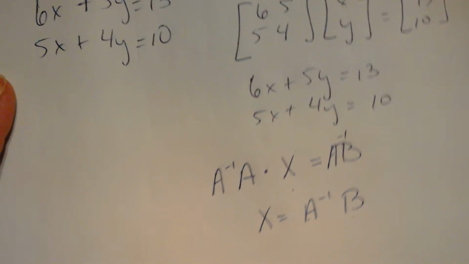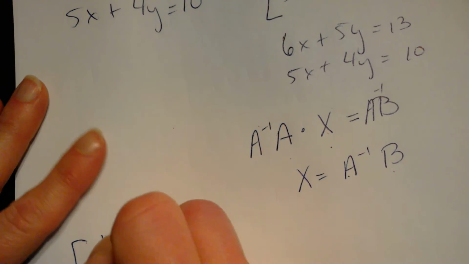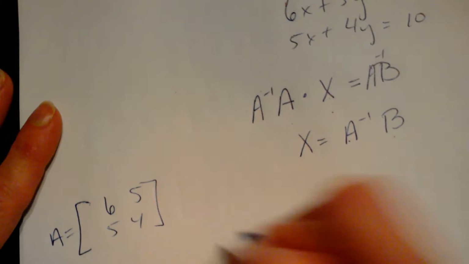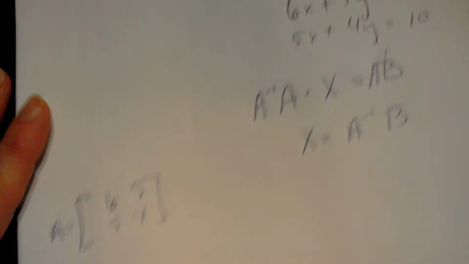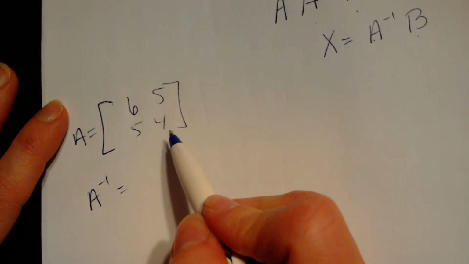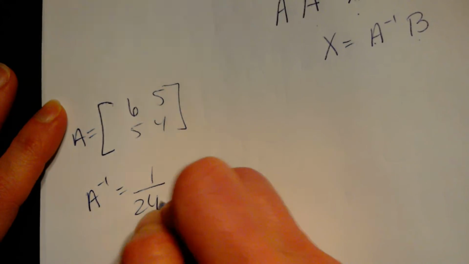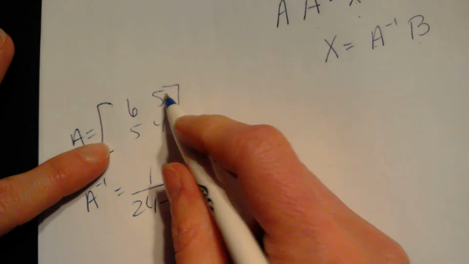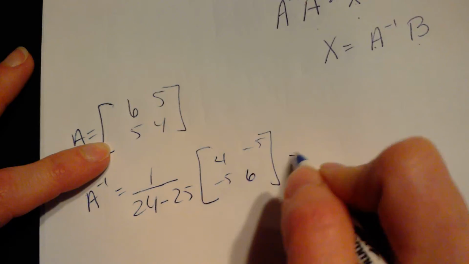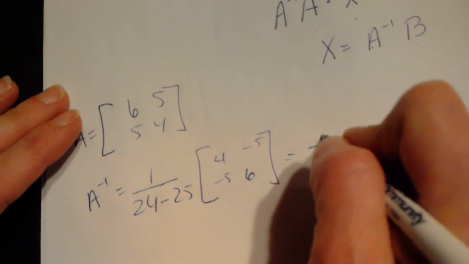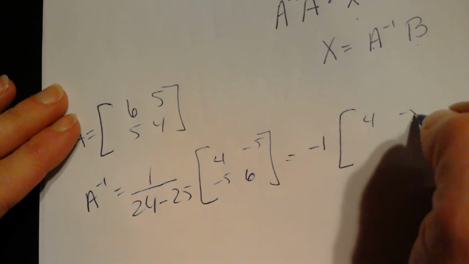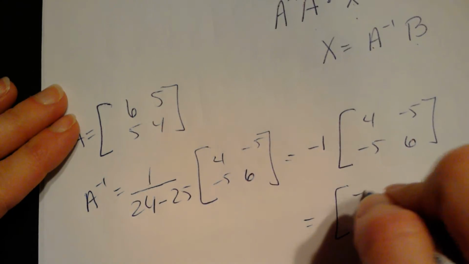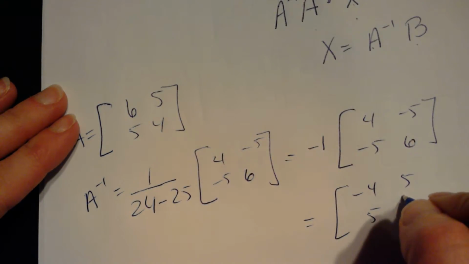So if we look at this, we actually found this one a minute ago. So 6, 5, 5, 4 is A, and we need to find A inverse. So we'll do it again. We said 6 times 4 is 24, so it's 1 over 24 minus 5 times 5, which is 25. Then we're going to switch these two and make these two negative. Just kind of refreshing our memory. So this was a negative 1, so 1 over negative 1 is negative 1. So now we can distribute our negative 1: negative 4, 5, 5, negative 6.